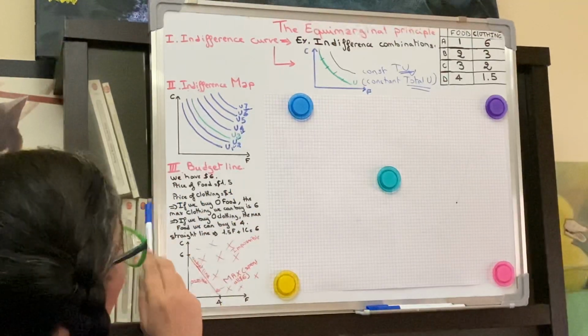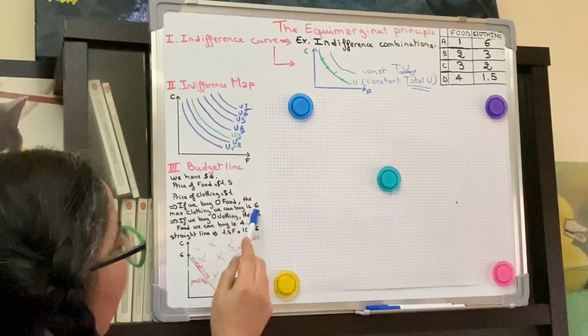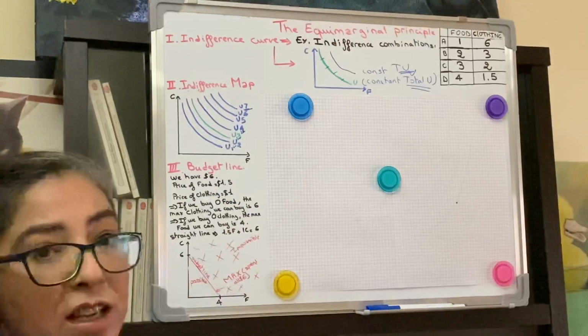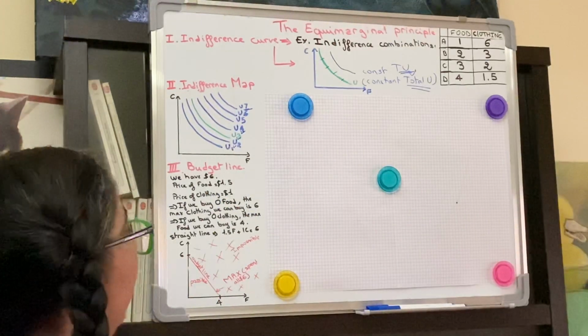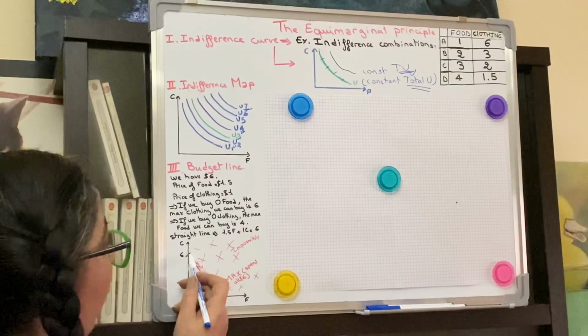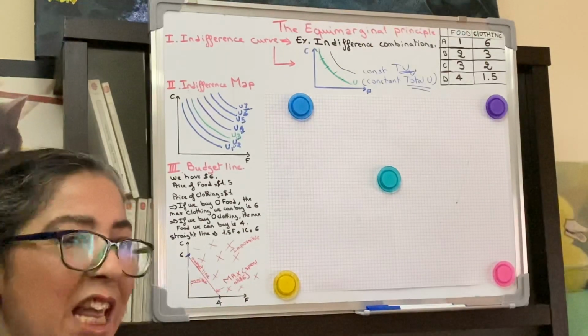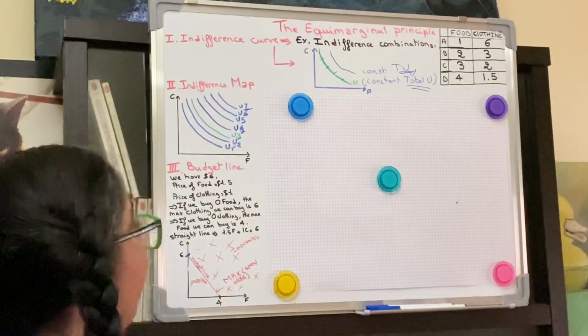So, no food, clothing, I have $6, so I can buy 6 pieces of clothing. That would be my maximum in clothing. Okay? It's like the PPF, same reasoning.